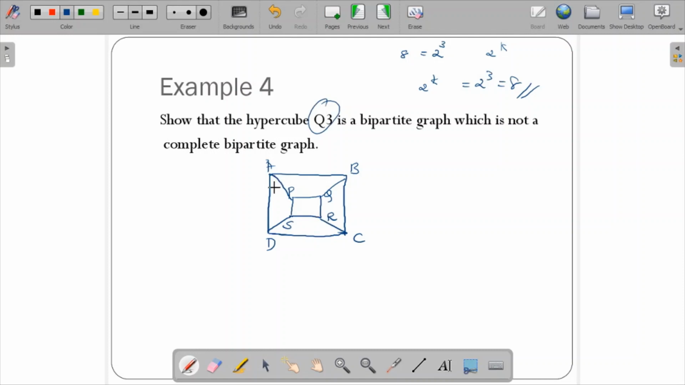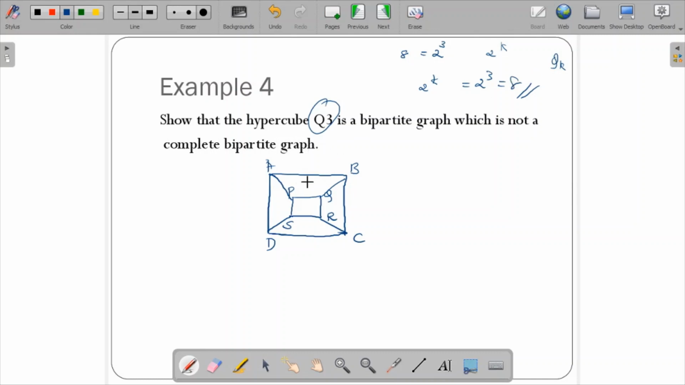For any positive integer k, a loop free k regular graph with 2 to the power k vertices is called a k-dimensional hypercube. Just to remember the definition: loop free, here we don't have any loops. A graph with 2 to the power k vertices is called a k-dimensional hypercube or k cube, and it is denoted by Qk. So this is regarding how the hypercube looks.